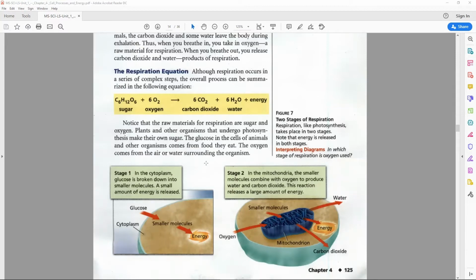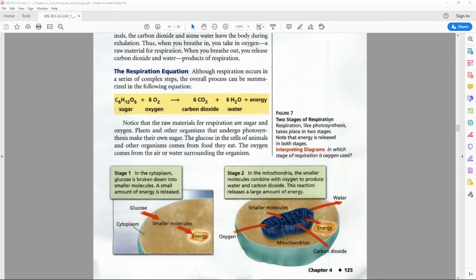Notice that the raw materials for respiration are sugar and oxygen. Plants and other organisms that undergo photosynthesis make their own sugar. The glucose in the cells of animals and other organisms comes from the food they eat. The oxygen comes from the air or water surrounding the organism.